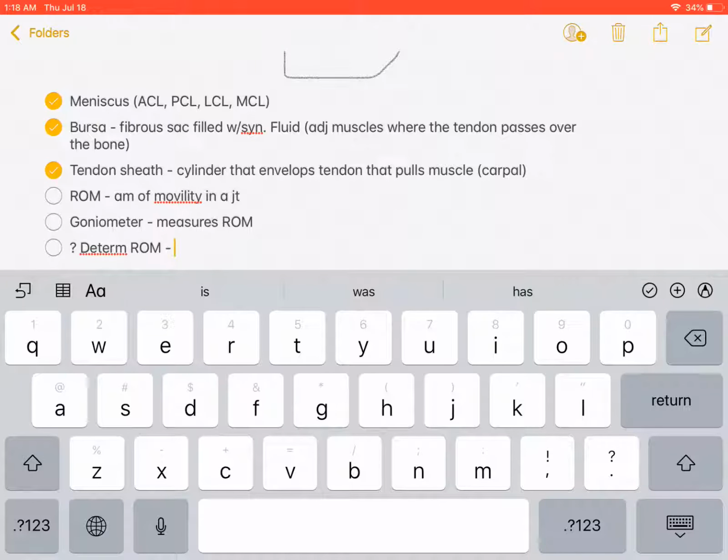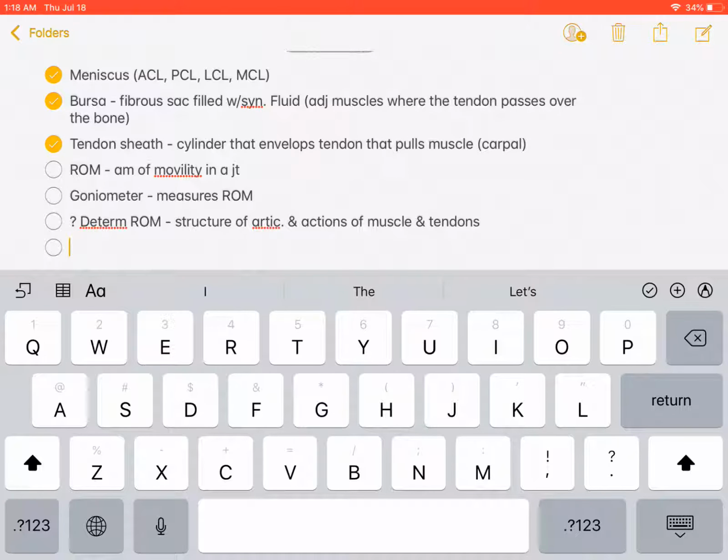What determines it is the structure of the actual articulation and the actual action of the muscles and tendons. So the actions of muscles and tendons.